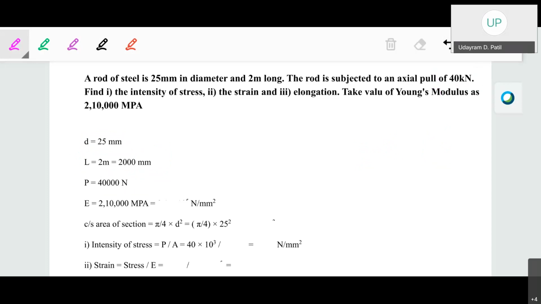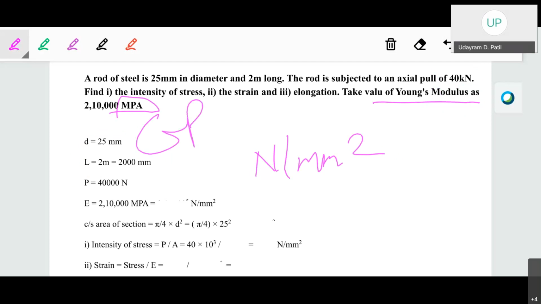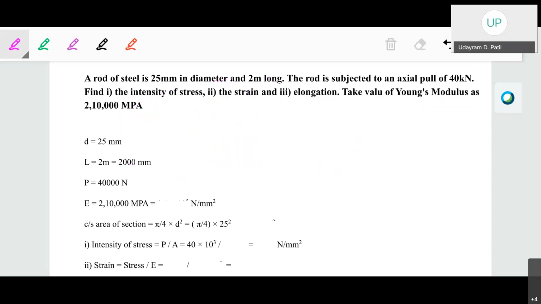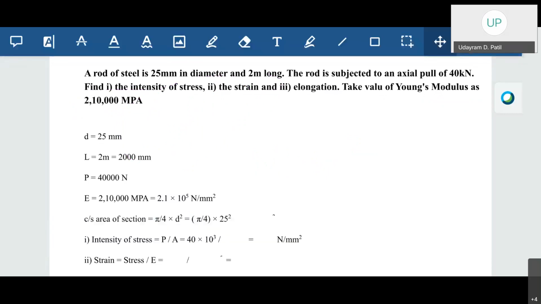Okay. Similarly, the modulus of elasticity is given in MPa. So that's a conversion: MPa equals Newton per mm square. Remember this point. Sometimes it may be given in GPa also. So just remember how to convert: to convert GPa to MPa, you multiply by 10 raised to 3. Here, as MPa equals Newton per mm square, we do not need to calculate that value. It will be 2.1 multiplied by 10 raised to 5 Newton per mm square.